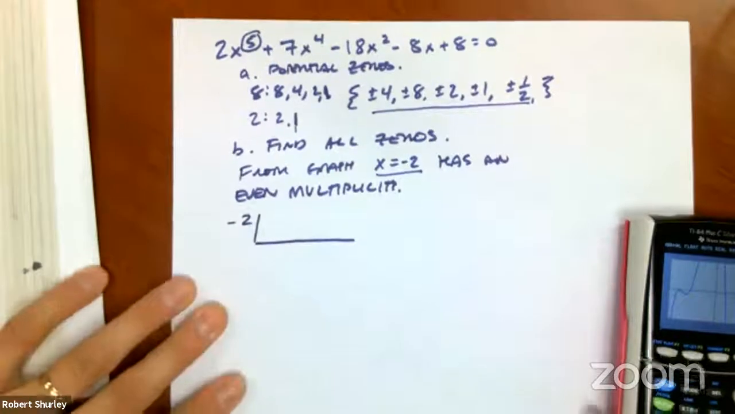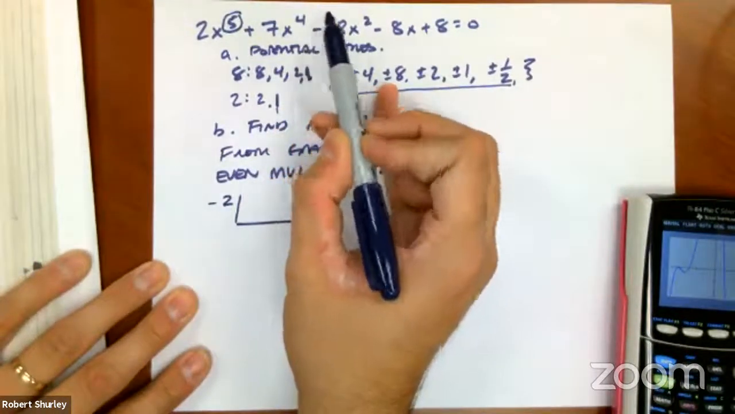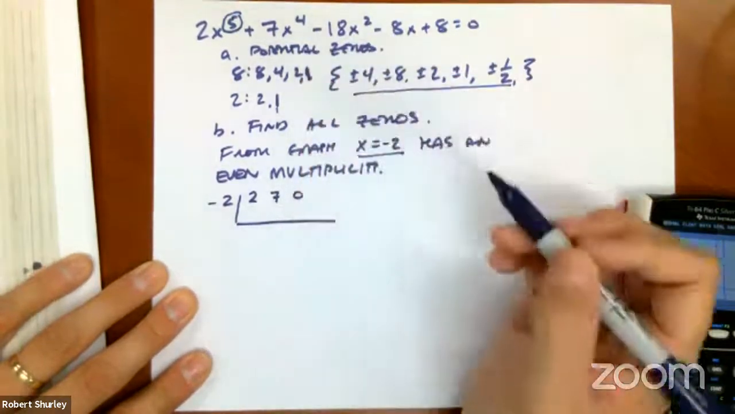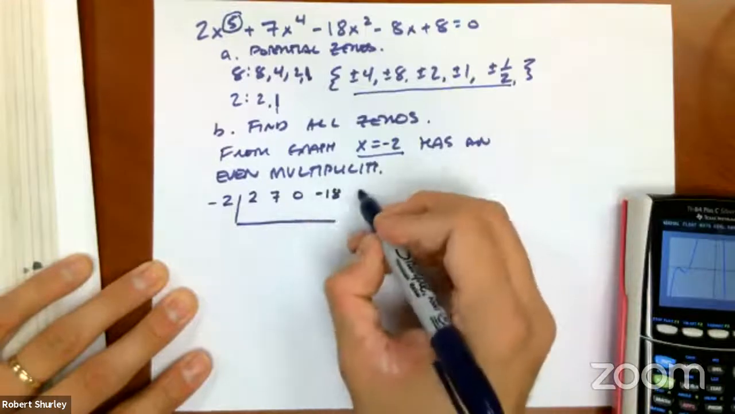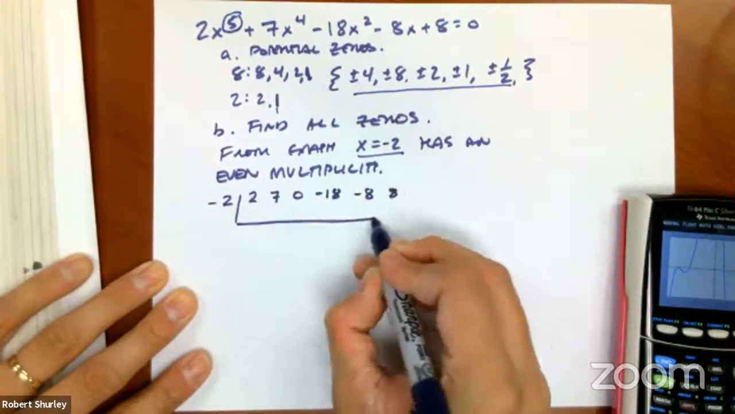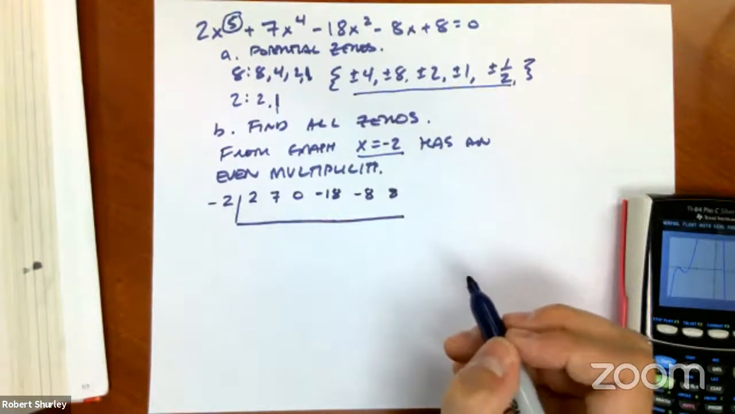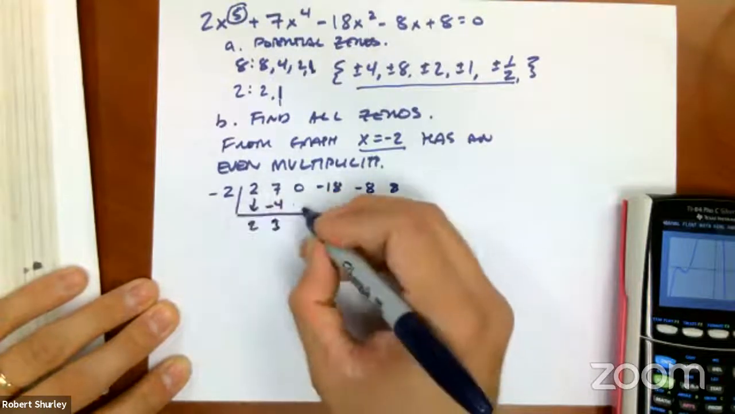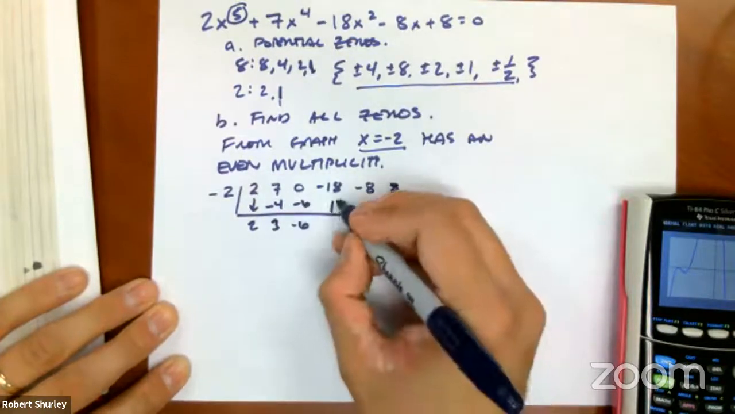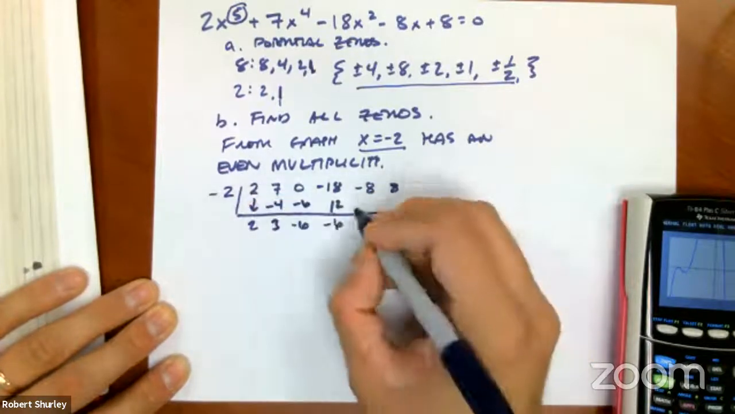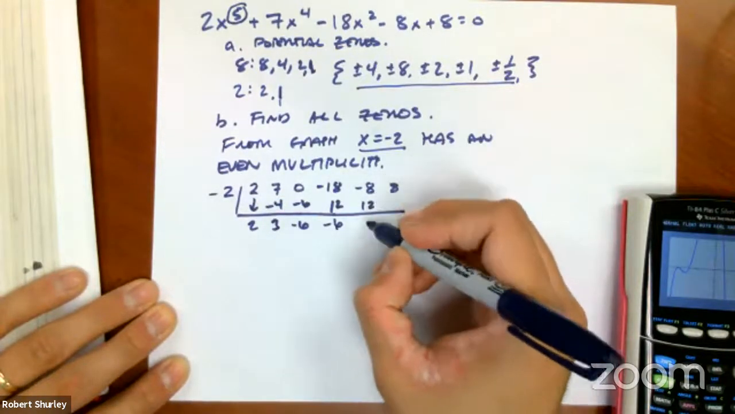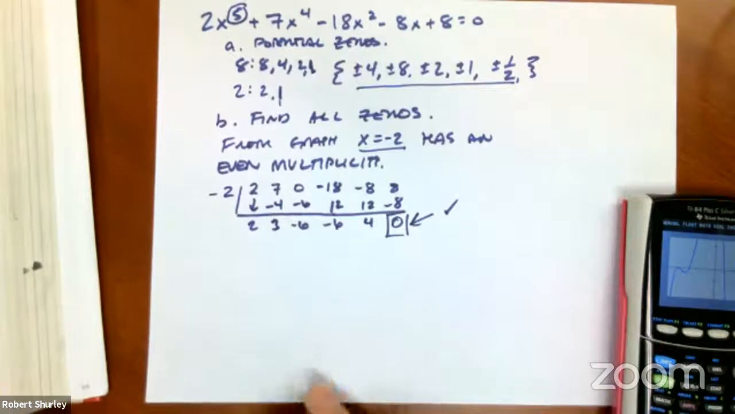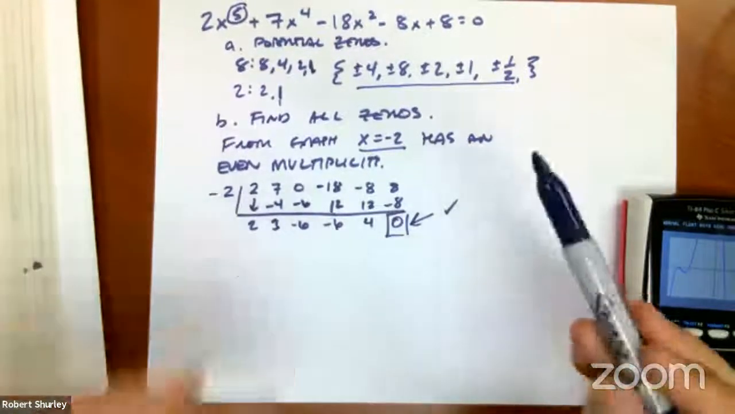So let's see here. I'm going to go slow with this. Remember, I have a missing cube term. So the coefficients would be 2, 7, 0, because 0x cubed, -18, -8, and +8. Okay? And then I'm going to do synthetic division. So bring down the 2, multiply it, add it, multiply it, add it, multiply it, add it, multiply it. Let's see here. What would this be? +4. Multiply it. Oh, yep. I got a 0 as a remainder. So it was right? I mean, all of this lines up.